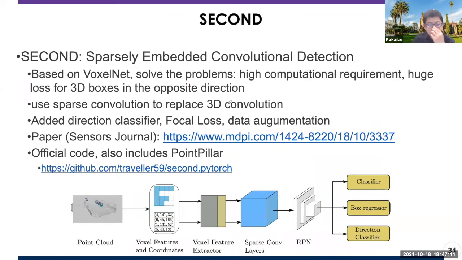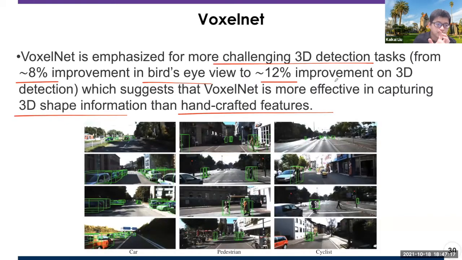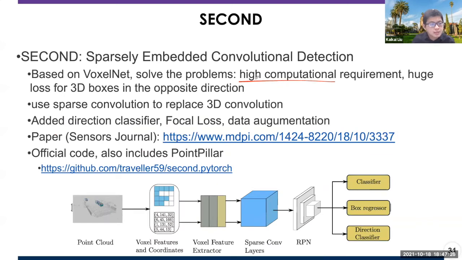For example, the computational cost of the VoxelNet is very high, especially since the backbone utilizes the 4D tensor operation. That's 3D convolution, which is very, very expensive. Another thing is for some 3D boxes, if they are in opposite direction, because the car may be facing you or leaving you, the 3D bounding boxes have a huge loss. That means the loss function is not very good, so in some cases, it didn't work well.